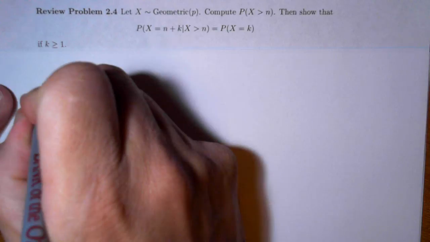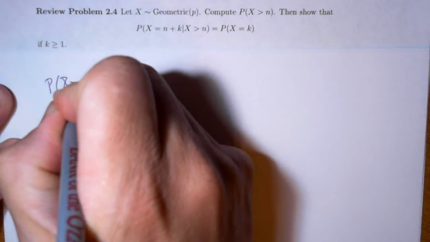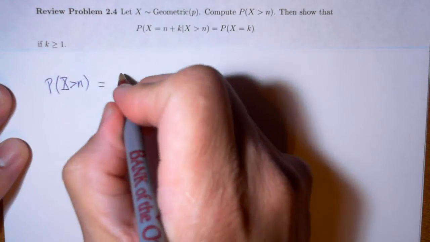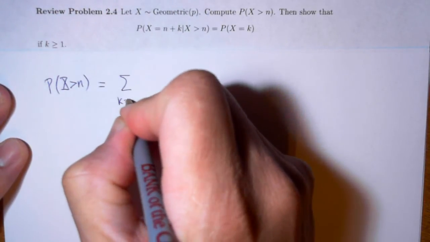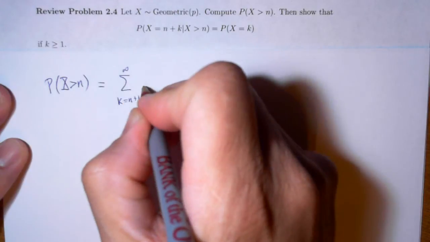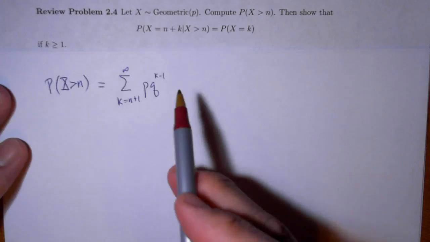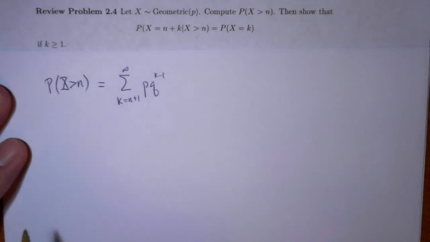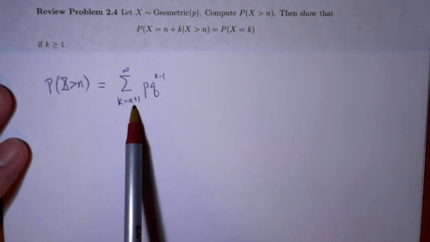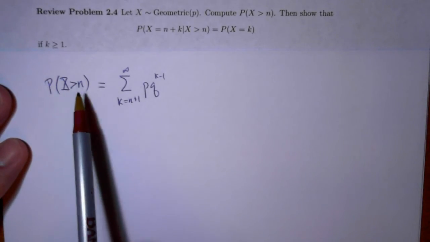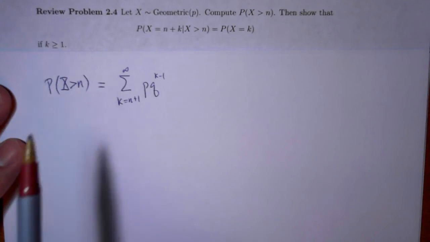Alright, so first off, the probability that X is greater than n is equal to the sum from k equals n plus 1 to infinity of p times q to the k minus 1. That's the probability associated with a geometric distribution, and we're going to add this up for values of X that are bigger than n, so n plus 1 to infinity.